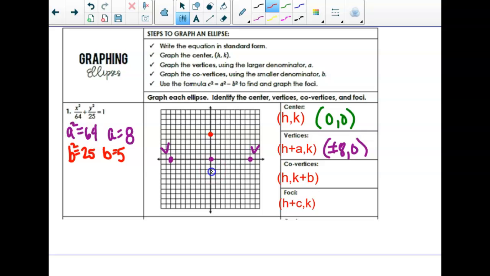This graph paper makes me googly. Like my eyes are not. And because the center was just at 0, 0, we end up with 0 plus or minus 5 for those.